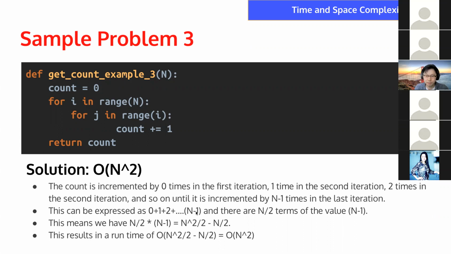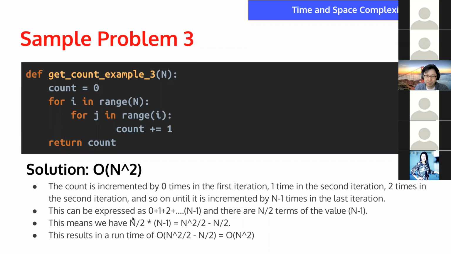But when you do this 0 plus 1 plus 2 plus ... all the way to n-1, that also means there are n over 2 terms of the value n-1. And this is because you can imagine adding the first value and the last value of this series together, and the second and second-to-last terms together, and they'll always end up equal to n-1. And because we're using 2 terms to get to this n-1 value, there are a total of n over 2 such pairs.